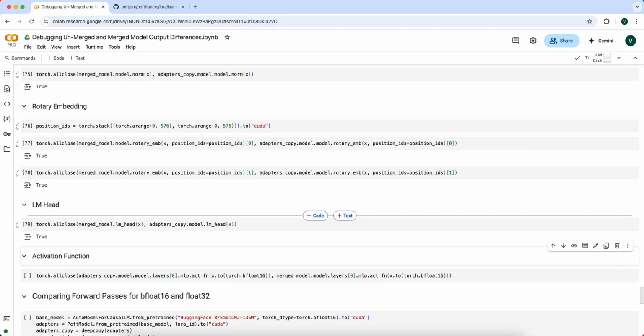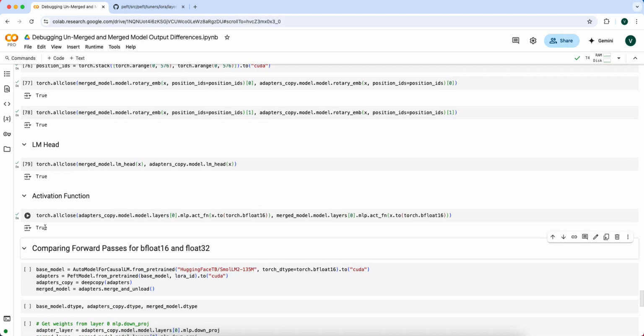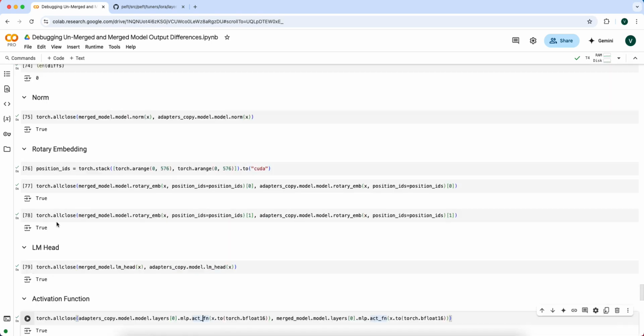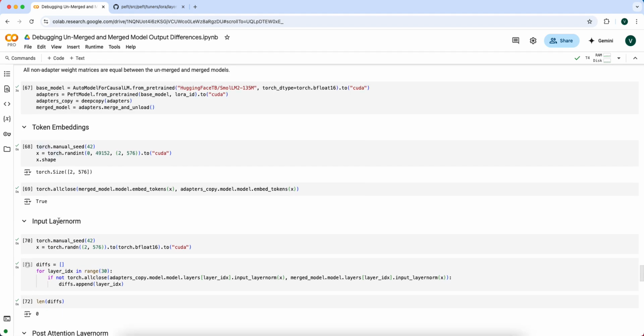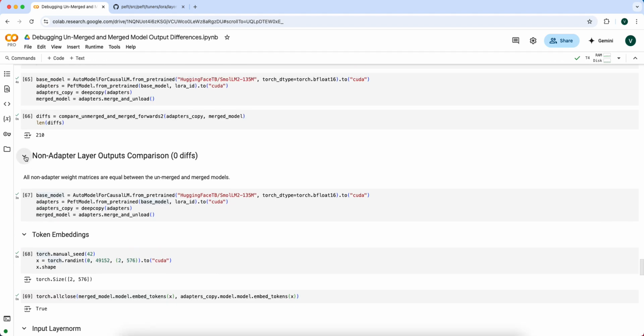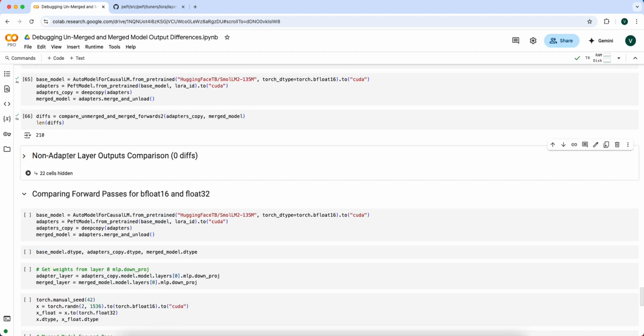The final LM head at the end of the model, the forward pass through that gives outputs that are equal. And then just for completeness, the outputs of the activation function in our MLP layer for merged and unmerged is equal. So just to be thorough, none of the other non-adapter forward passes are causing this issue.